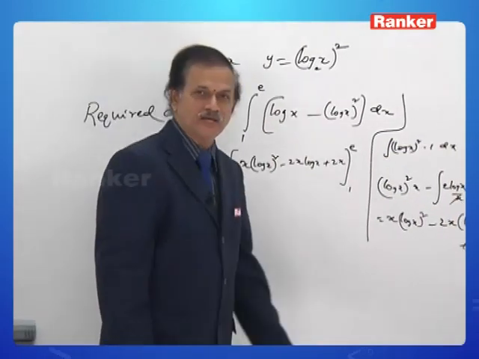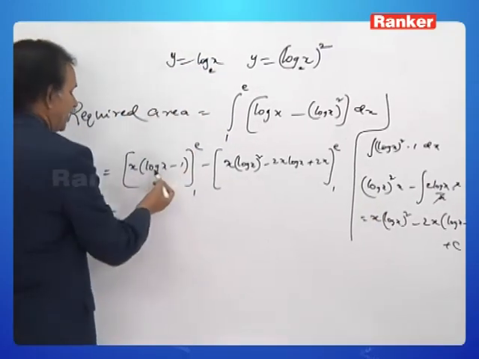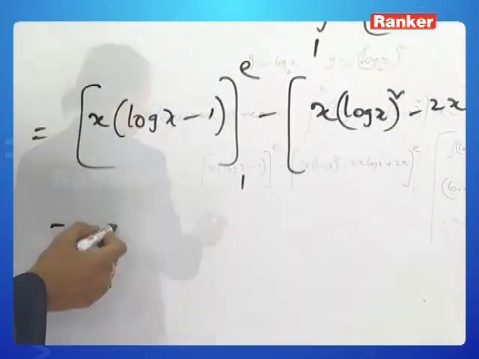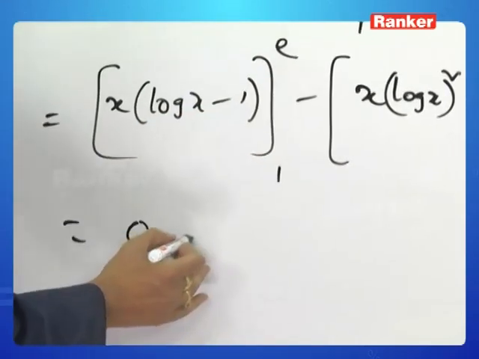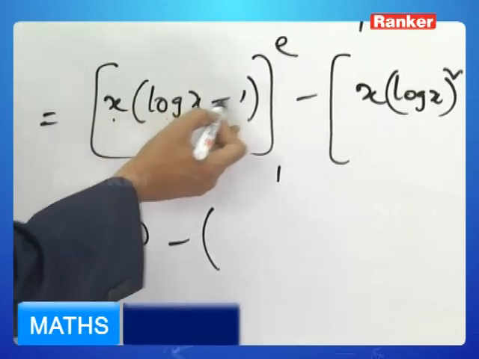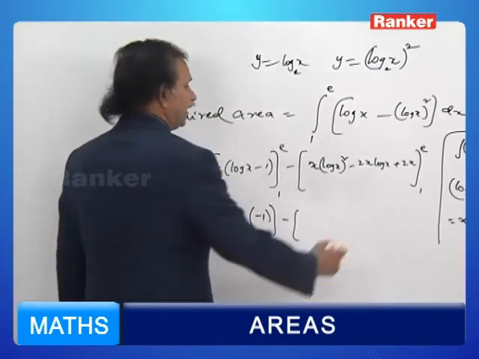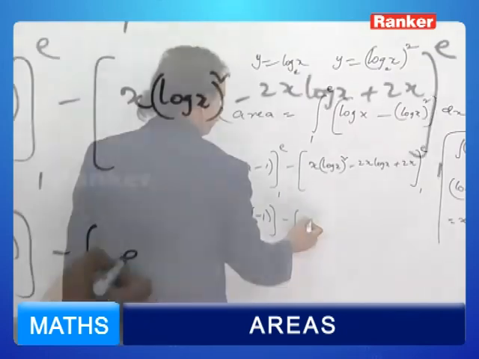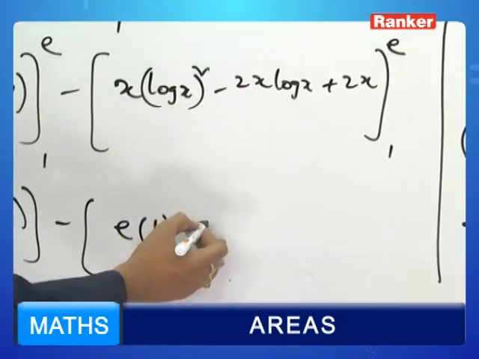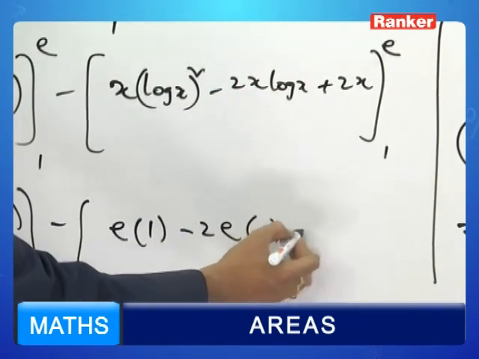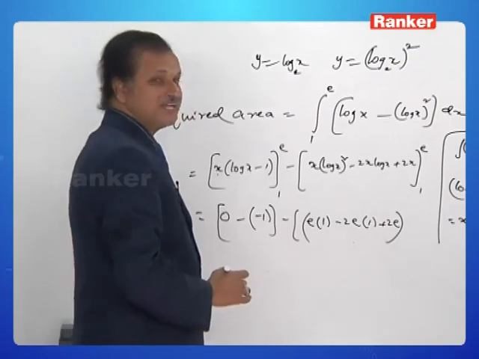To have log x whole square on this part, we could have derived it at that place. If you put e, log e is 1, 1 minus 1 is 0, 0 into anything is 0. If you put 1, log 1 is 0, 1 into 0 minus 1 is minus 1. Now take e in the place of x: e into log e whole square, log e is 1, 1 square is 1, minus 2e into log e is 1, plus 2e. This is all the value when e is substituted.